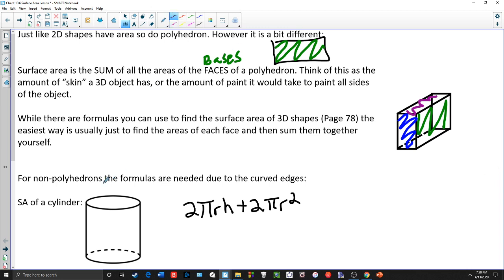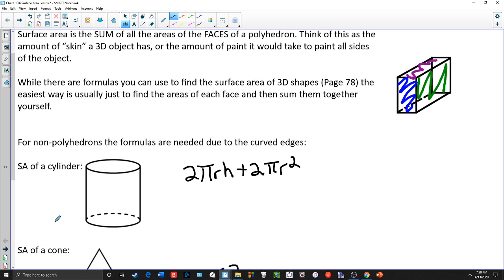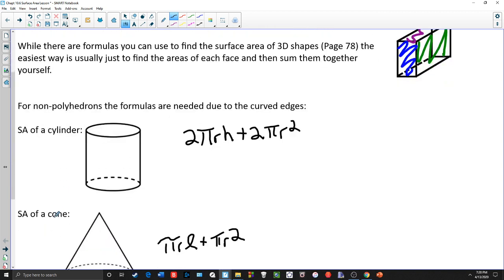Now, for non-polyhedrons, which is basically stuff with a curved shape to it, which are cylinders, cones, and spheres, we actually have specific formulas for those that we need to remember because these don't have an easy way of doing them without the formulas because they have those curved pieces to them. So for a cylinder, you have this formula here, 2 pi rh plus 2 pi r squared.